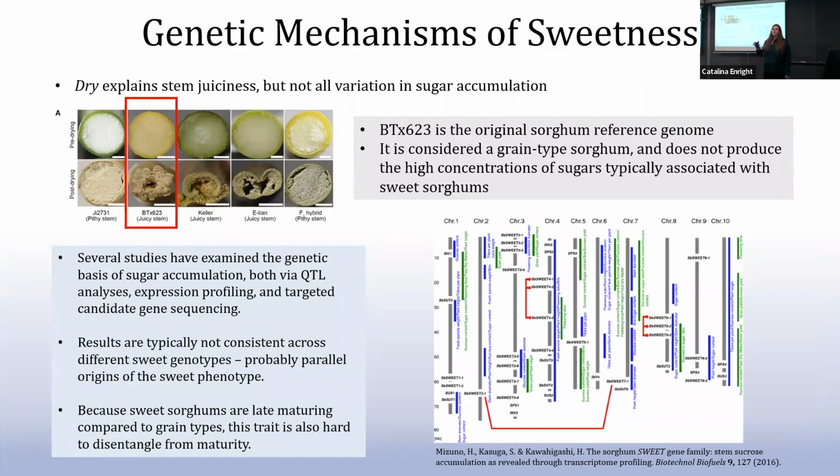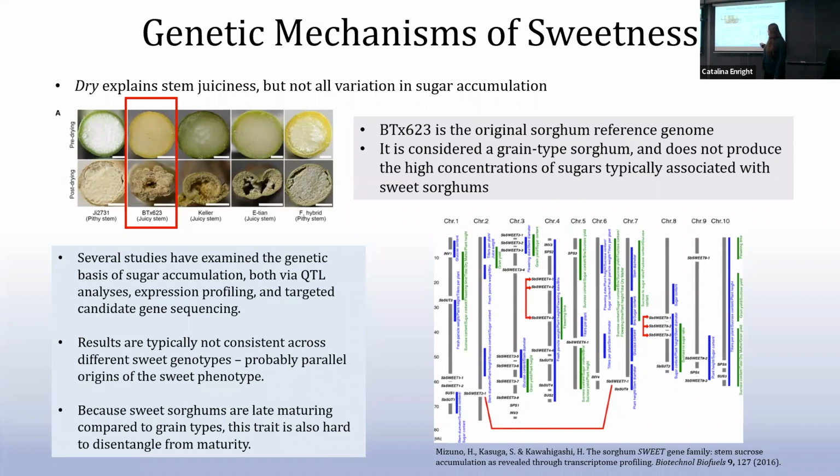But even though that locus explains your stem juiciness, it's not explaining all of the sugar accumulation. In fact, this right here is BTX623, which is classified as a grain sorghum, and it's actually the current reference genome for sorghum. So it can accumulate some sugars, but it does not accumulate nearly the amount of the types that we see pressed for the actual syrups or sugars. So this has a juicy stalk, but it's not actually all that sweet.